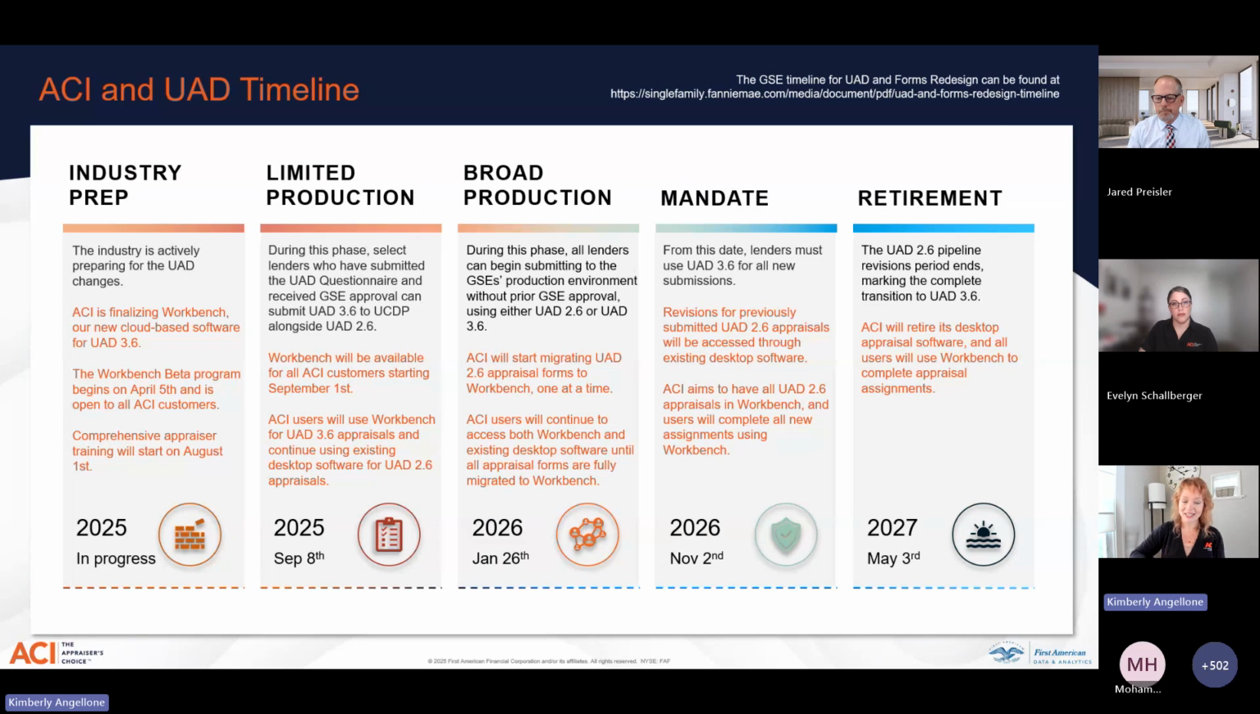Then comes the mandate. That is November 2nd of next year. This is when the GSEs are requiring all lenders to place a UAD 3.6 for any of those GSE-backed assignments. UAD 3.6 is only for lending GSE appraisal assignments. All of the general purpose, foreclosure, and 2055 forms are still going to exist. Our goal is to have all of those legacy forms in Workbench by this date, November 2nd of next year. Now, the GSEs are going to keep that pipeline open to allow for revisions.